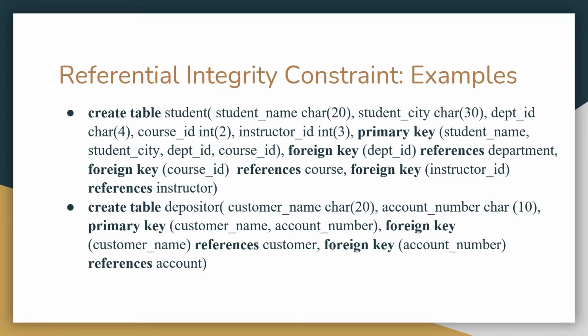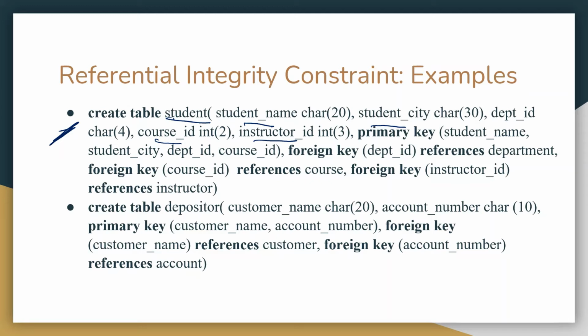So these are complete examples with all the attribute names and everything. So let's see what we have over here. In the first example, we have create table student. We have a student table with different attributes representing a student, which are student name, student city, department ID, course ID, instructor ID. Now just as a practice, if you don't look at the constraints in this table, just try to guess what could be the primary key over here. So student name, student city: there can be two students with the same name in the same city, right? So we need some other attribute as well to form the primary key.